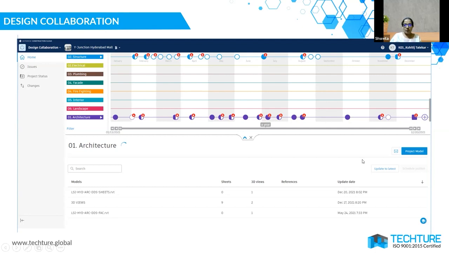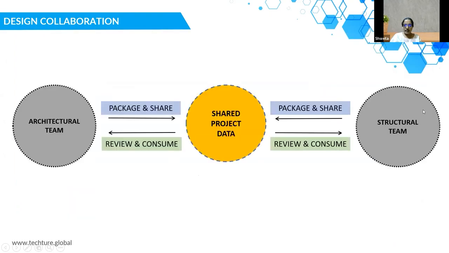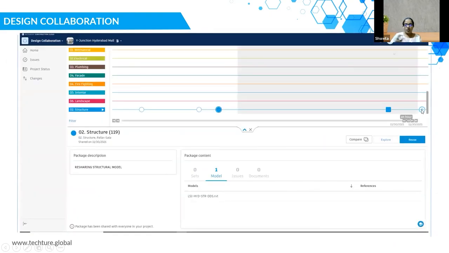So in this transfer of information, how does it happen? Let's say I am in the structural team. I'll click on this plus option here. The moment I click on the plus option, it's going to ask me what I want to share. Once I click on it, it will ask me, do you want to share all your models or one particular model? Whichever Revit file you have, you can select, or the AutoCAD files you have, you can select all those files and then just click on share.